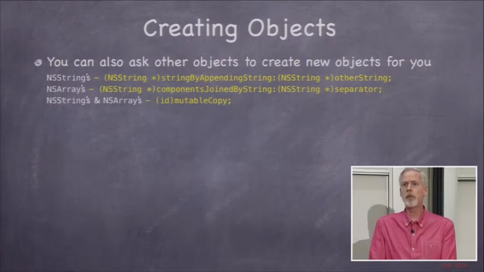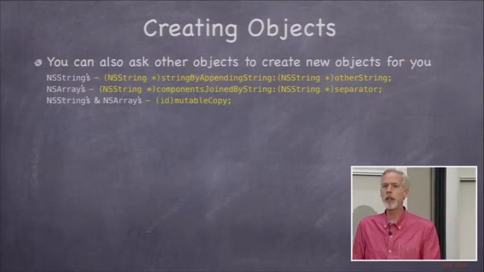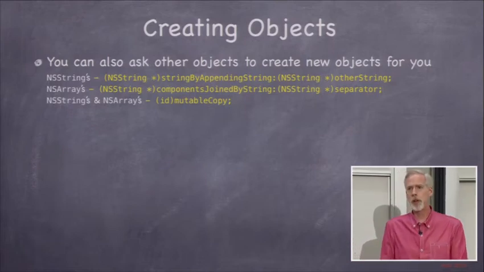But there's other ways to create objects, okay? You can create objects by asking another object to create an object for you. So that's like stringByAppendingString. That's not a class method in string, that's an instance method.